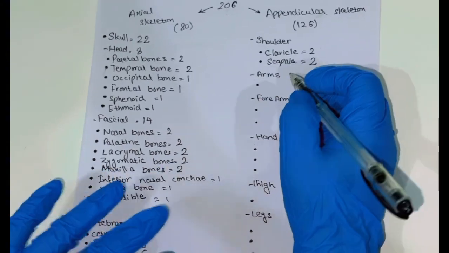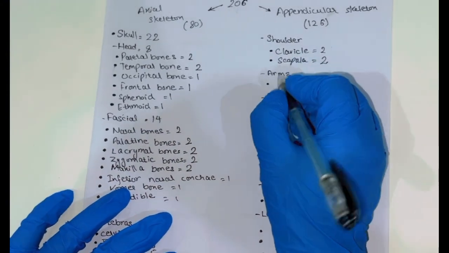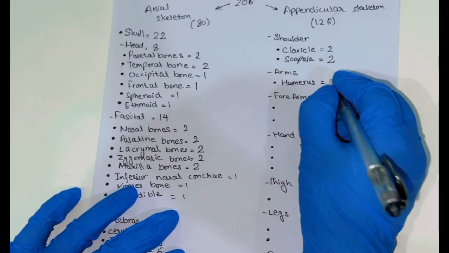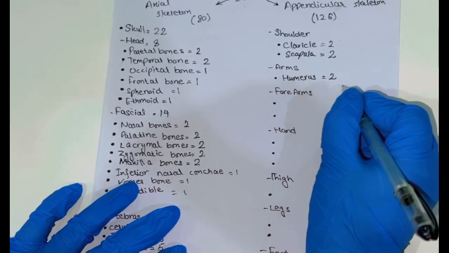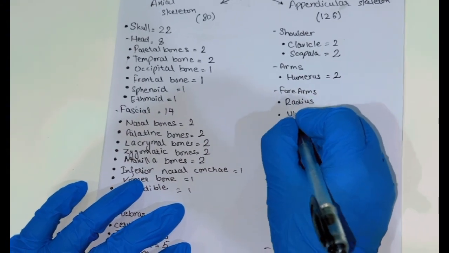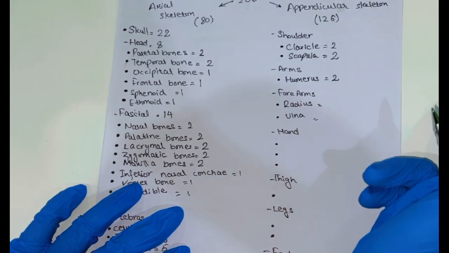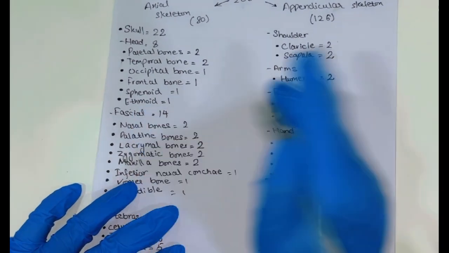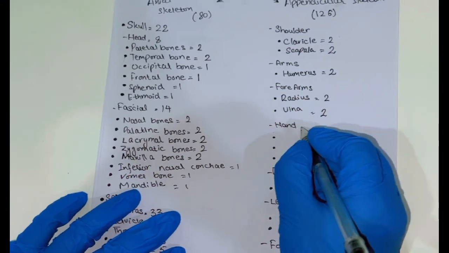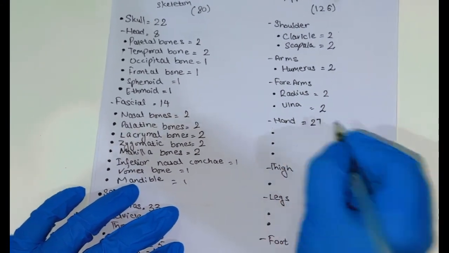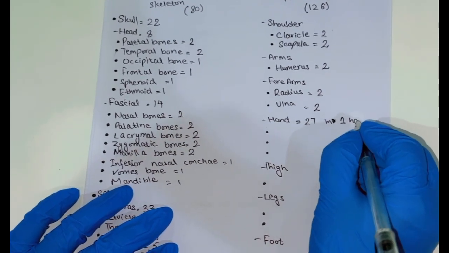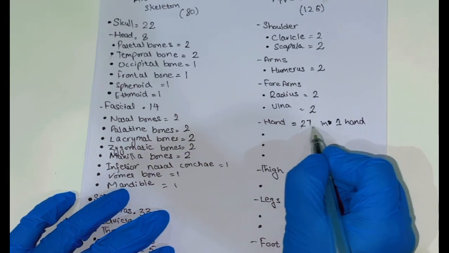So next are the arms. In the arms we have the humerus, one on the right arm and one on the left arm. So in whole we have 2 humerus. Next is the forearm. In the forearm we have one radius and one ulna, on each side. In the hand we have 27 bones. In one hand we have 27 bones, and in both hands we have 54 bones.